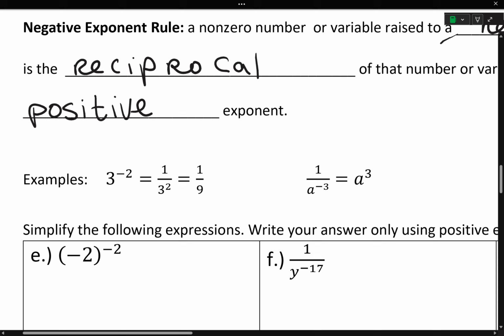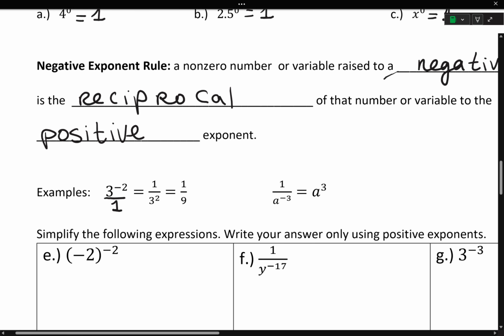3 to the power of -2. Remember the rule that states that every whole number is actually a fraction over 1? The reciprocal of 3 to the -2 is 1 over 3 to the positive 2. So negative exponent, we did the reciprocal, so we flipped the fraction, and we have a positive exponent. And then we were able to solve it.